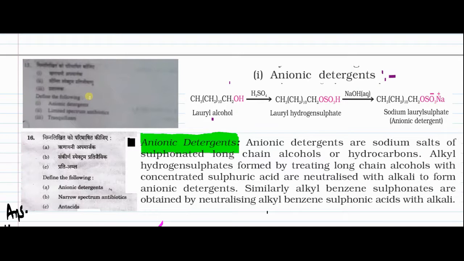Define the following: anionic detergent, limited spectrum antibiotics and tranquilizer. Anionic detergent: lauryl alcohol and H2SO4 acid. Alcohol and acid result in an ester, an inorganic ester.